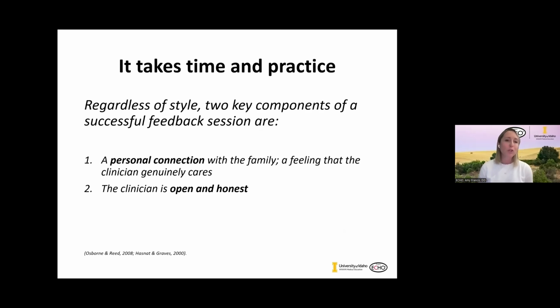Regardless of the style, there are two key components of successful feedback. One is a personal connection with the family. This is a feeling that the clinician genuinely cares about the family. Many of you will be testing your own patients, so you may have already established rapport. Maybe you were there at the newborn visit, so it's really nice that you may already have that personal connection. For others, if you are accepting referrals from other providers, it's going to be more challenging to develop that connection in one or two visits. But it's important to develop your own style and be flexible. It's also important to be open and honest with parents. Next slide.